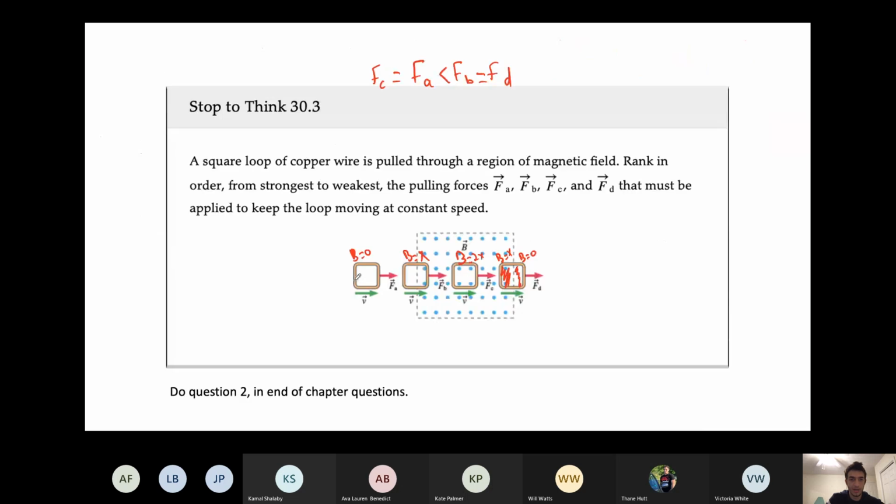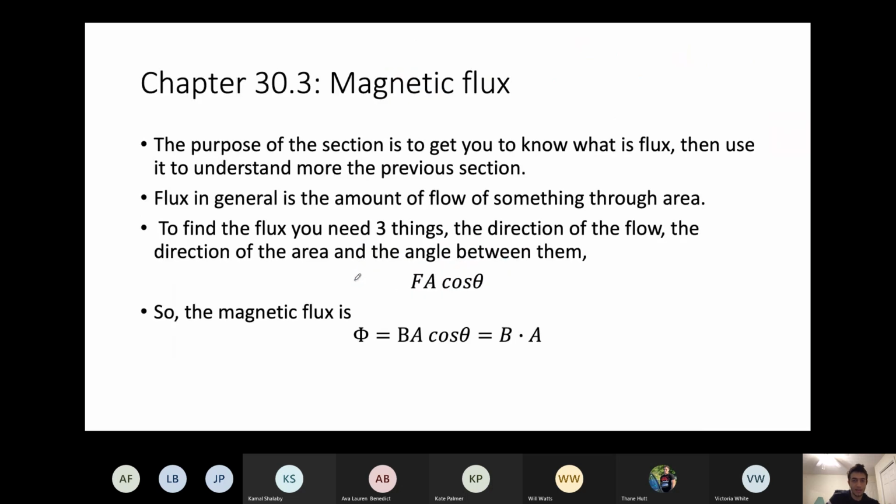So anyway, we will then be moving on to magnetic flux. Let's just say what is flux. The purpose of this section is to get you to know what flux is, then use it to understand more about the previous sections. Flux in general is just the amount of flow of something through some area. It doesn't matter what it is.